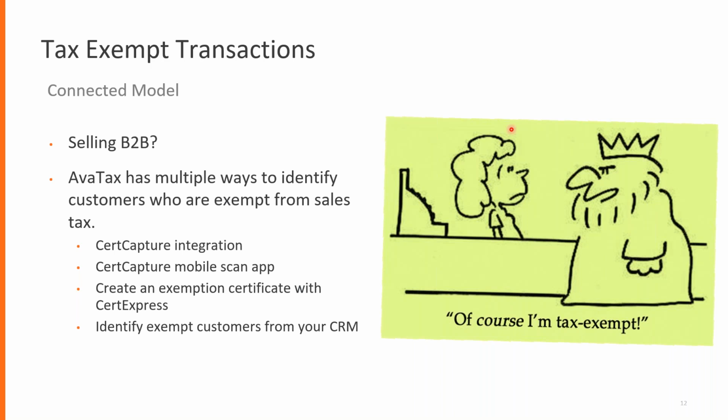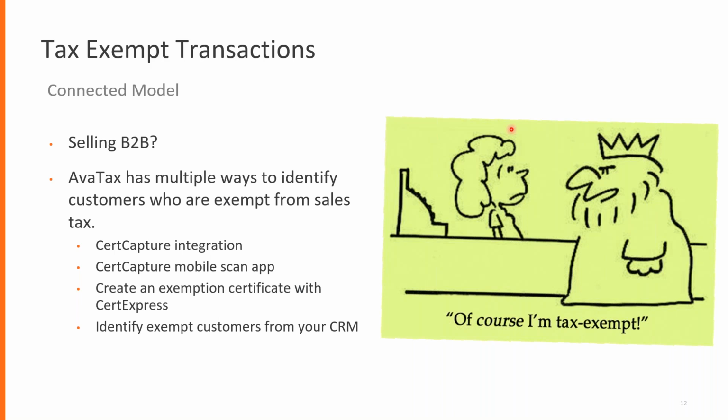Passing the specific entity use code, whether it be G for resale or E for charitable organization, et cetera, is always an option, as well as using the cert capture solution. So it's not that you have to use cert capture or you can only use entity use code. There are several options depending on what the merchant's needs are.